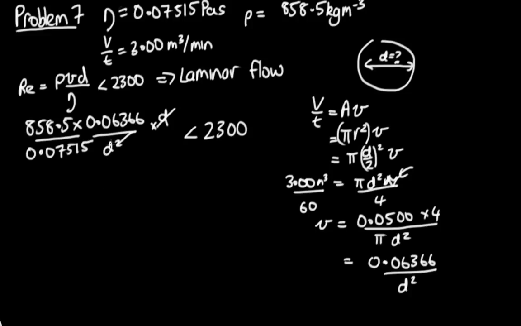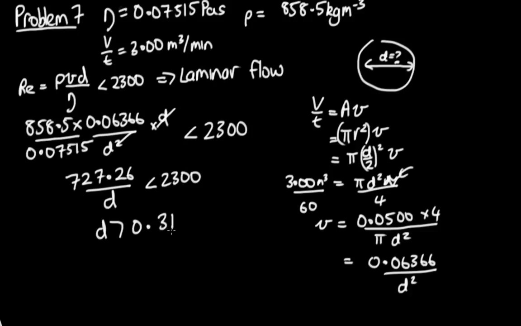So we can work out the numbers on this side. This gives us 727.26 over d, and that has got to be less than 2,300. So that gives us d has got to be greater than 0.3162, and that's in meters. So we should give it to 3 significant figures, as this one here is to 3 significant figures. So this is equal to 31.6 centimeters for the diameter for our pipe.